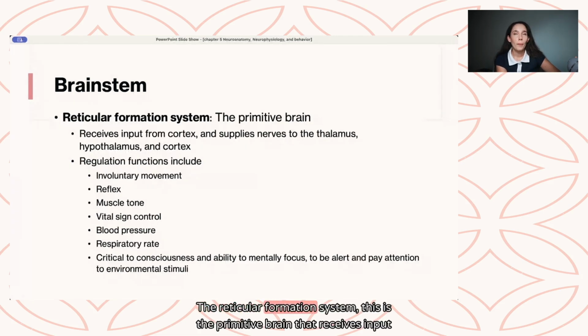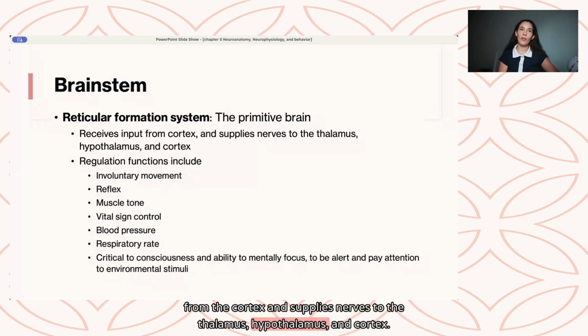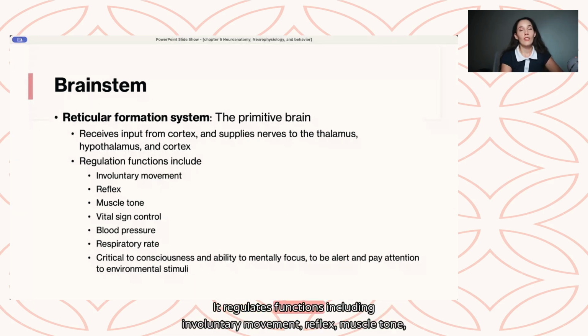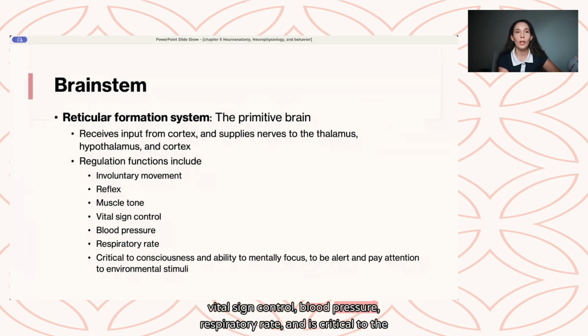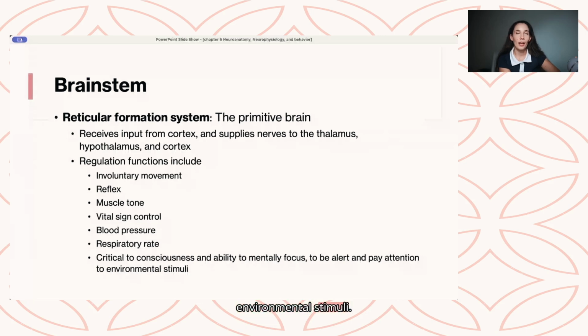The reticular formation system, this is the primitive brain that receives input from the cortex and supplies nerves to the thalamus, hypothalamus, and cortex. It regulates functions including involuntary movement, reflex muscle tone, vital sign control, blood pressure, respiratory rate, and is critical to consciousness and the ability to mentally focus, to be alert, and pay attention to environmental stimuli.